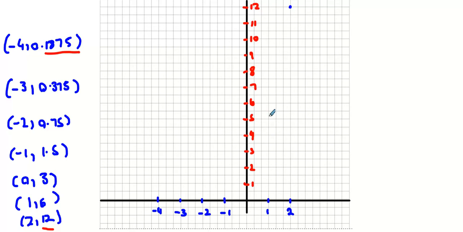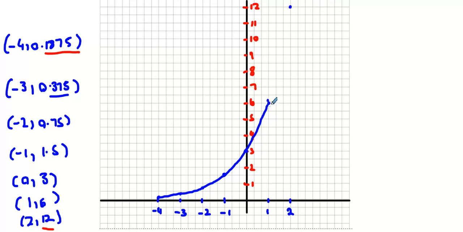We got 1, 6, which is this one here. We got 0, 3, which is this one here. Now it's minus 1, 1.5. 1.5, we're able to do quite well there. Minus 2, 0.75. If you look here, that's a half, so 0.75 would be halfway in between them. Then we have minus 3, which is 0.375, which would be below halfway. And then finally the last one is quite low around here. As we can see, this is exponential growth, which is doubling in size every time.